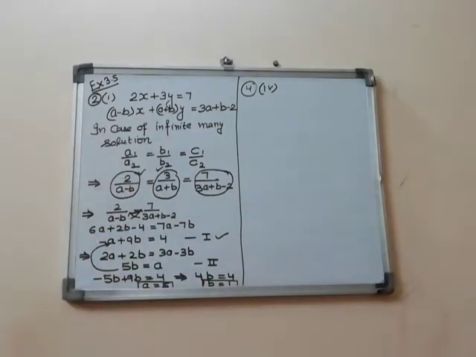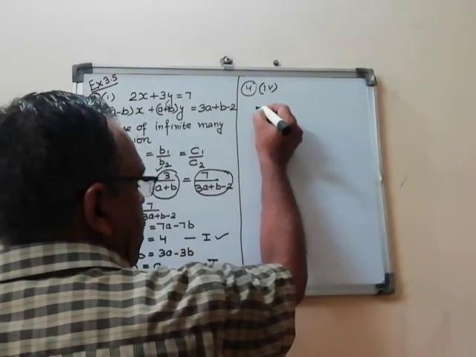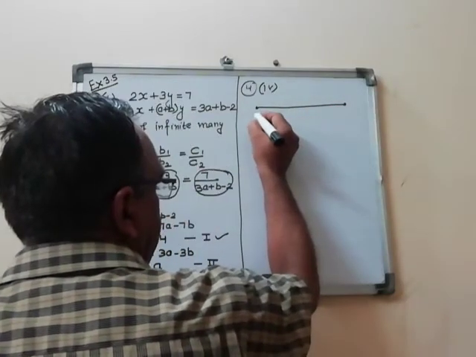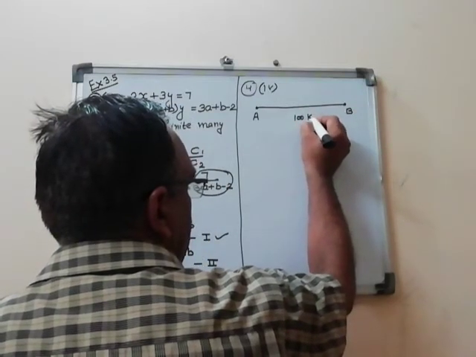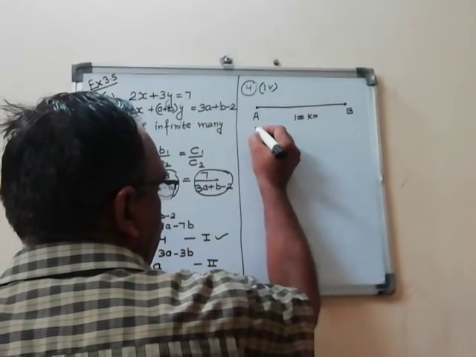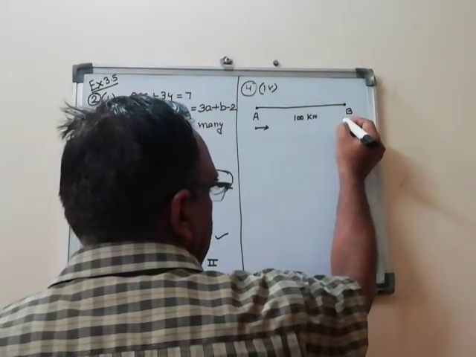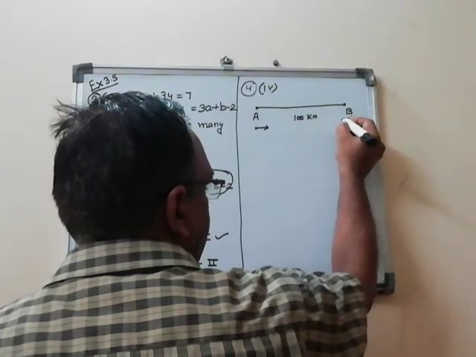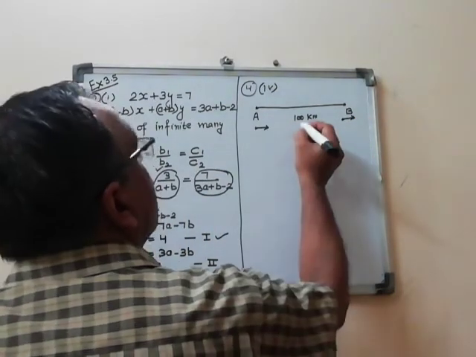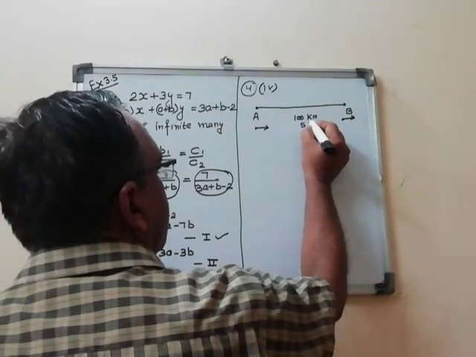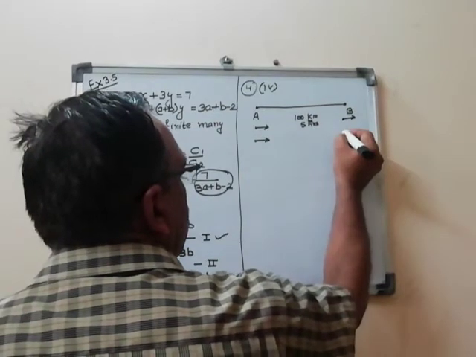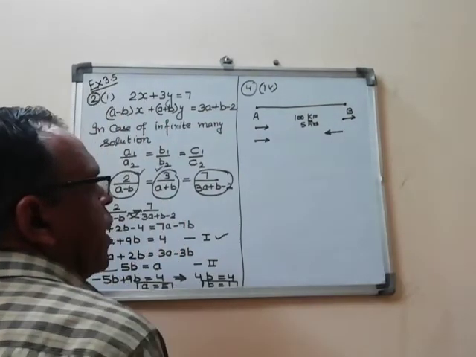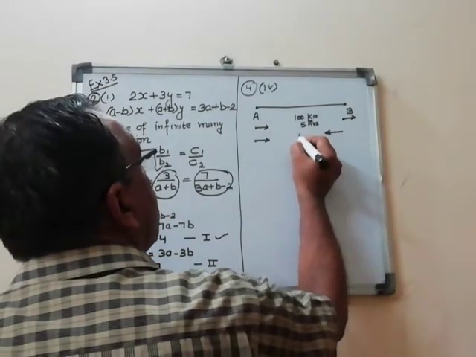Let us consider now the fourth question, fourth part. Two stations A and B are 100 km apart. If a car starts from A and another car starts from B in the same direction, they will meet in 5 hours. And if they travel in opposite directions, they will meet in 1 hour.